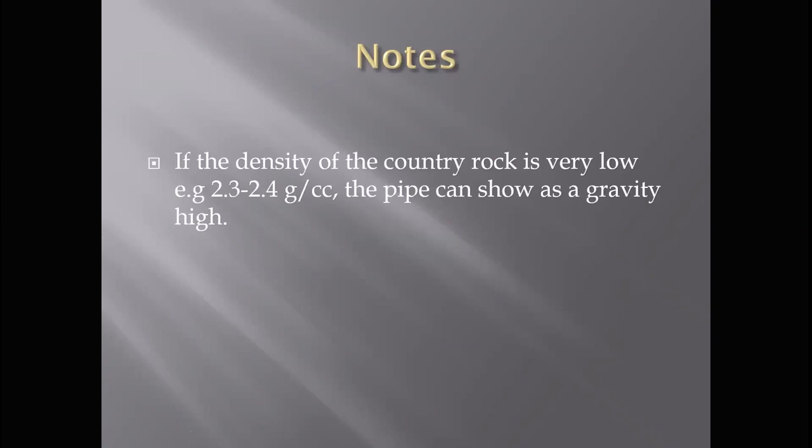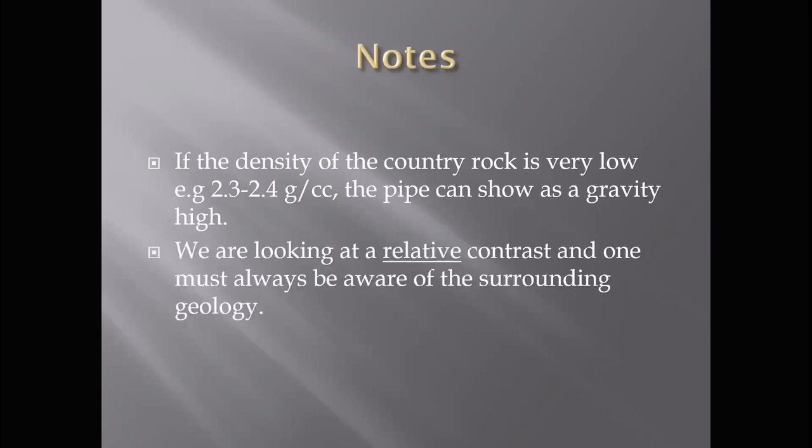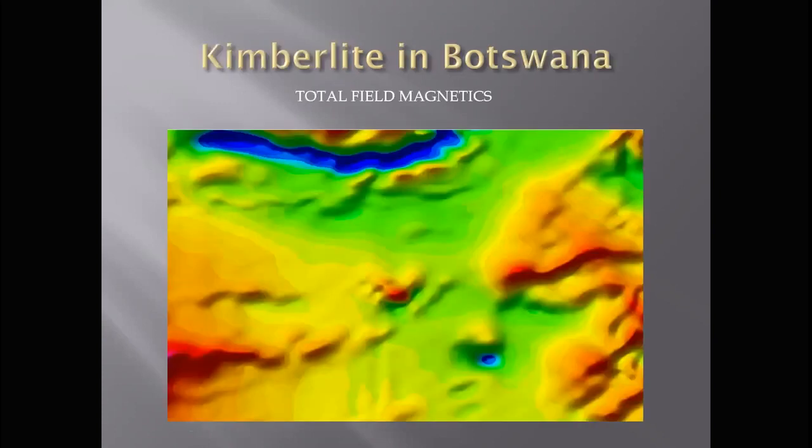So it's essential to know what your background geology is, have a good handle on what its density might be. We're looking at a relative contrast, so you have to be aware of the surrounding geology. Here's an example from some kimberlites in Botswana, where you can see these two tiny little dipolar features here. So we're quite happy that these are magnetic dipoles and then maybe kimberlites.